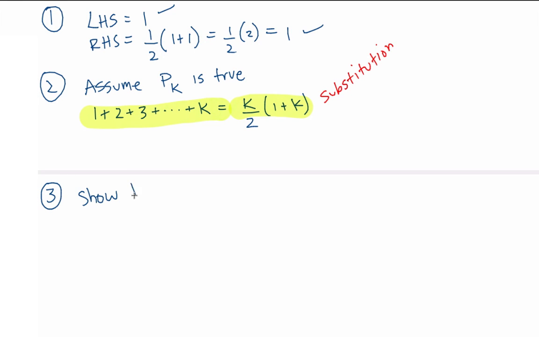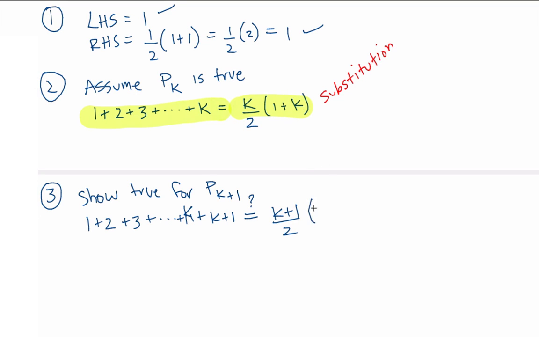Show true for P(k+1). Okay, so now we have 1 plus 2 plus 3 plus all the way out to k, plus k plus 1. And this should be, we don't know, but this should be (k+1)/2, and then this is 1 plus k plus 1, which is (k+1)/2 times (2+k).